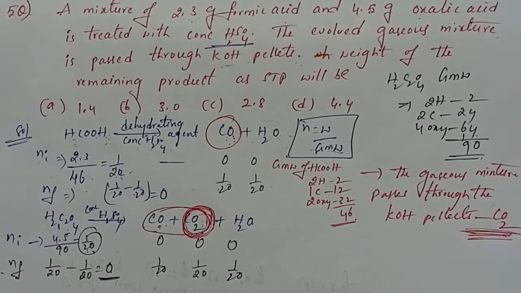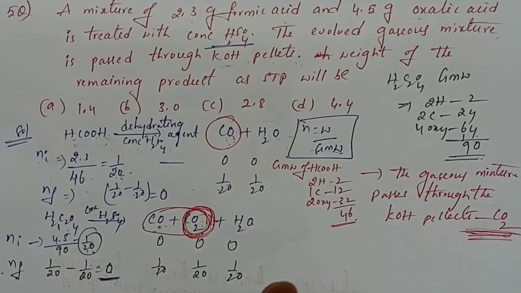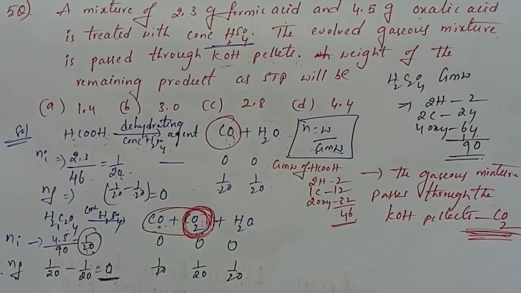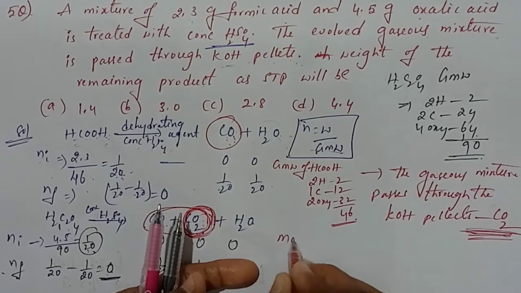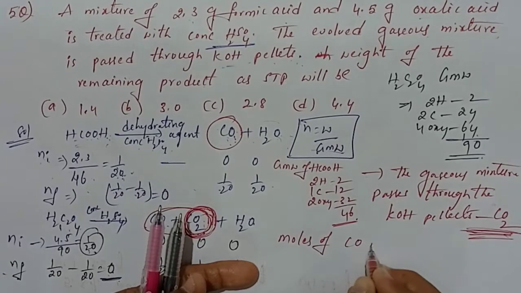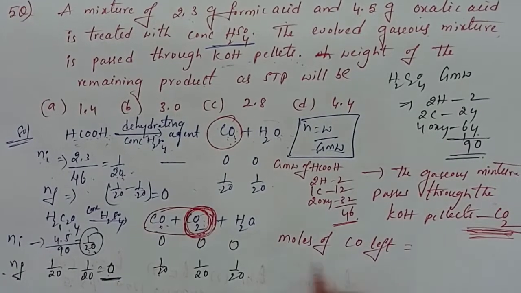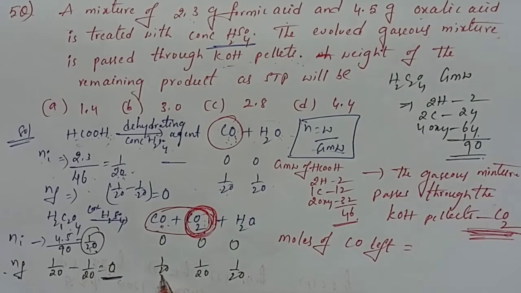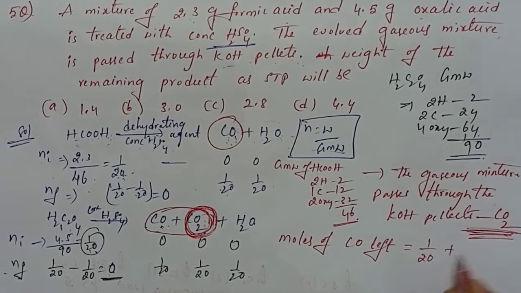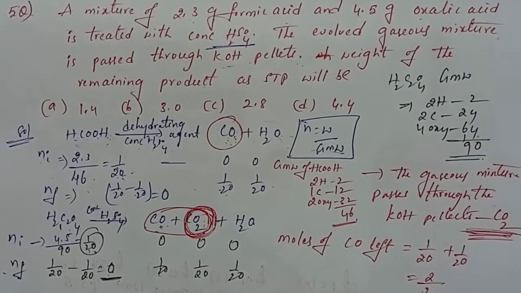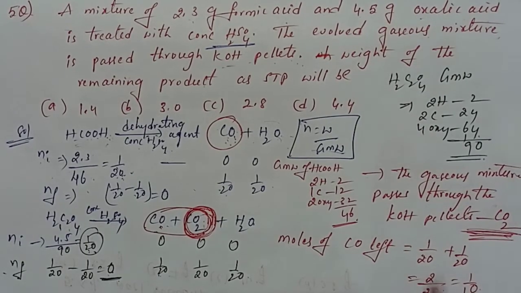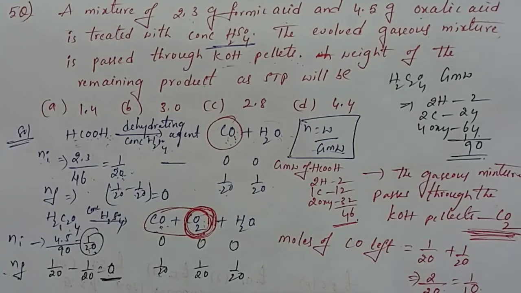So first I am going to calculate the total number of moles of CO. Are you following? So first of all, moles of CO left. How many moles of CO left, students? CO here 1 by 20. So total means 1 by 20 plus 1 by 20. How much, students? 2 by 20. Correct? 2 by 20 means 1 by 10. Clear? So this is the number of moles of CO left.